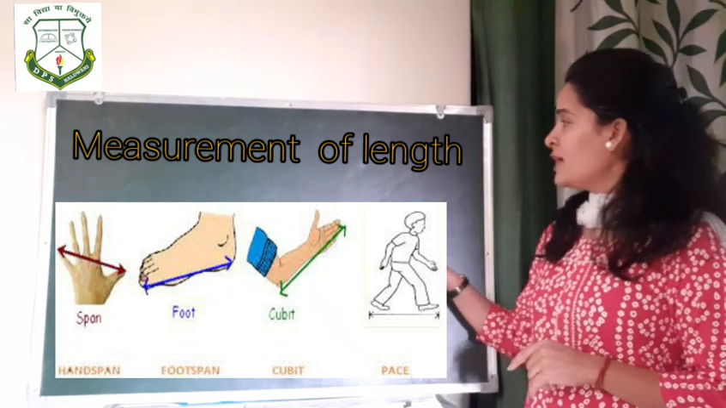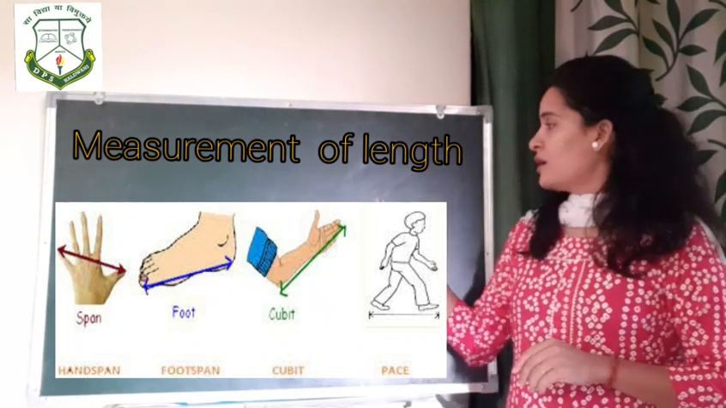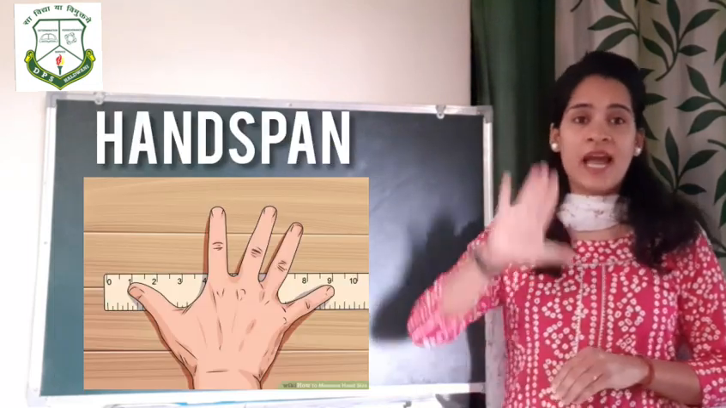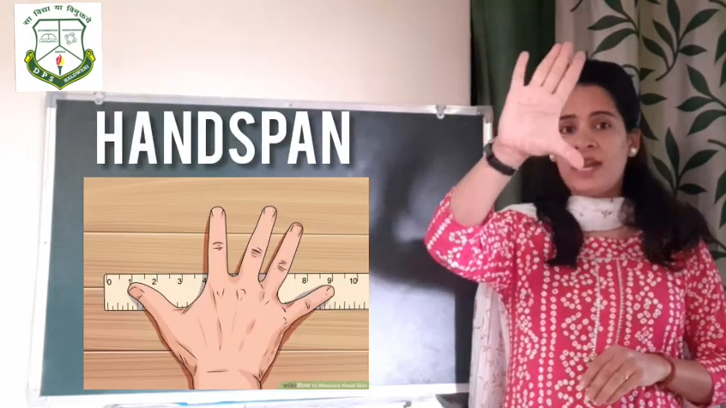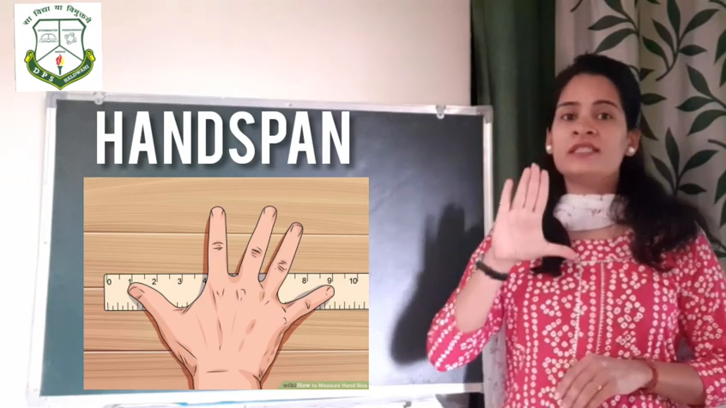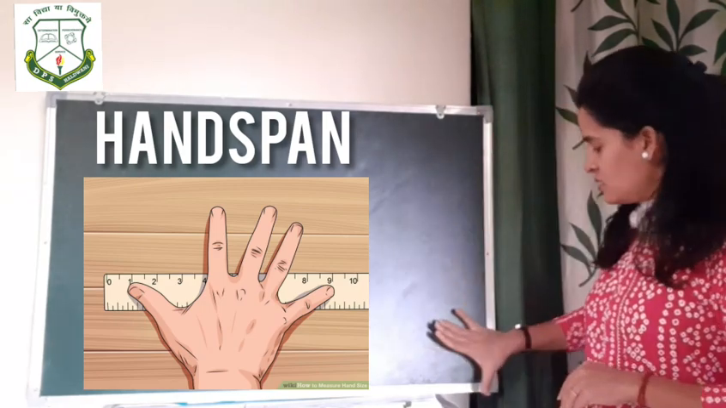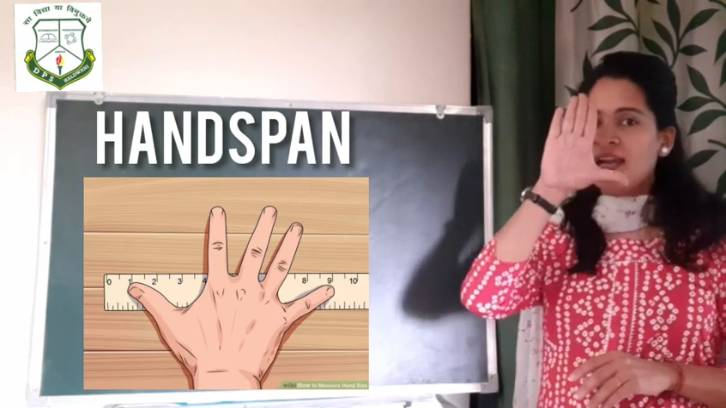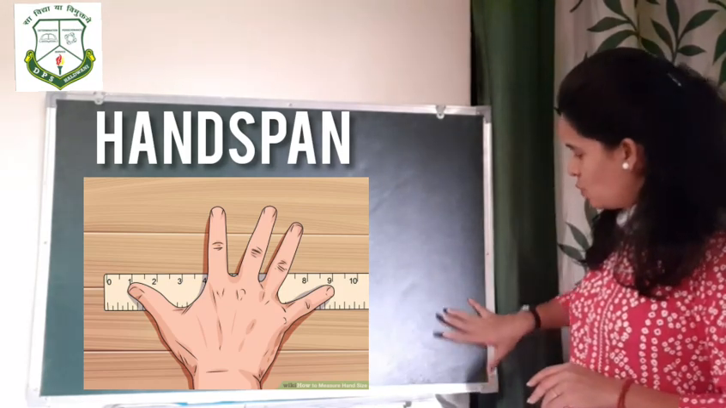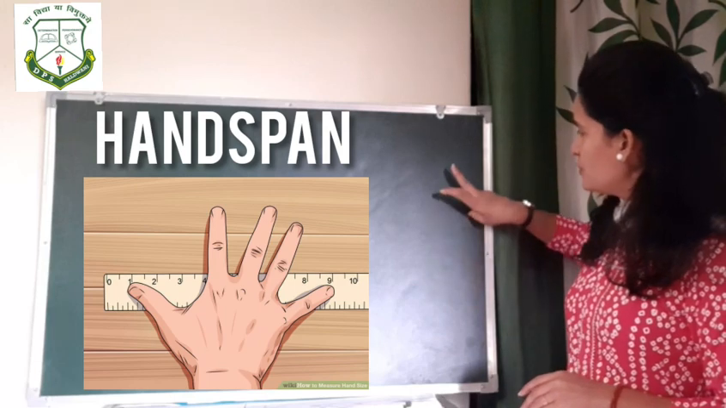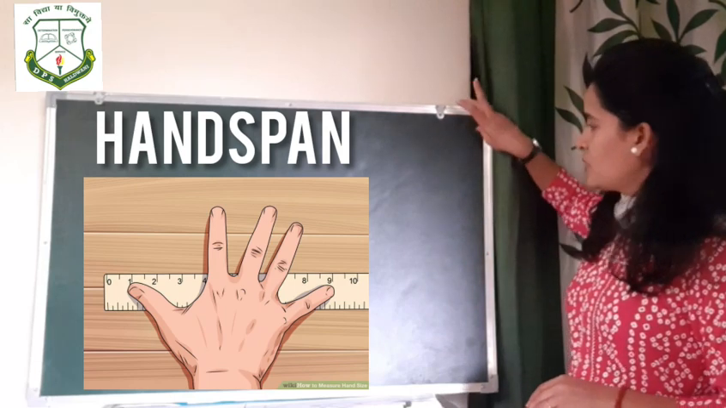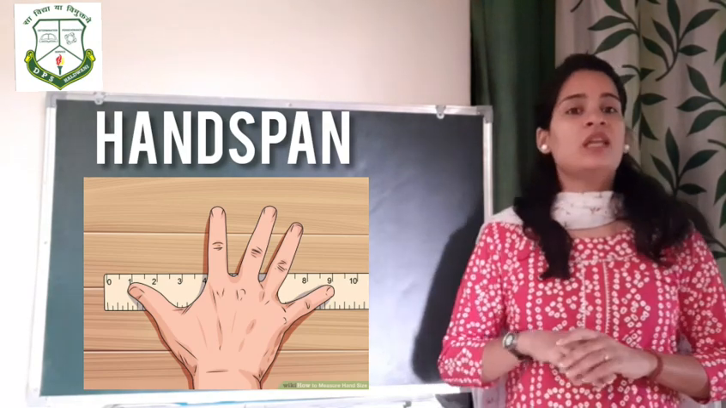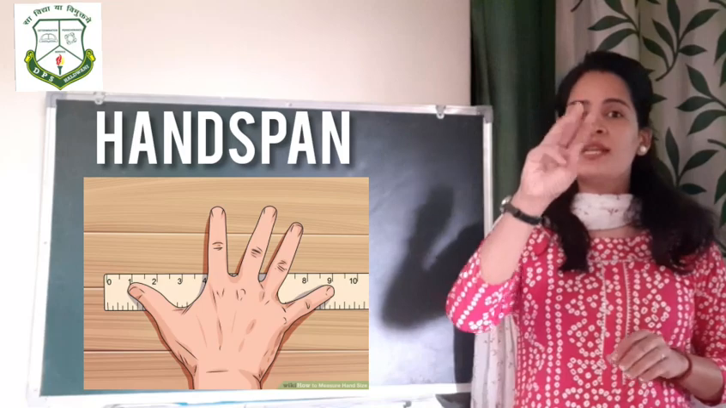The first thing they used is the hand span. This is your one hand span. Now we will measure the length of this board by using hand span. So this is 1, 2, 3. The length of this board is 3 hand spans.